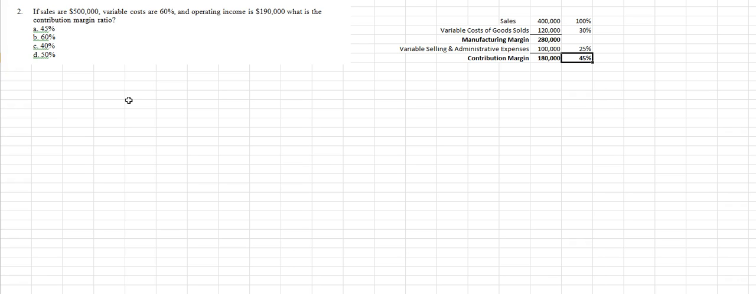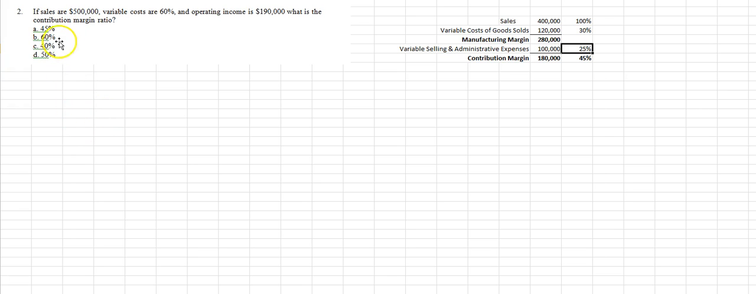So that's one that you do not have to do any type of calculations. You could just use logic and see it there. If total variable cost is 60%, then the contribution margin has to be 40%. Operating income is irrelevant to your answer, and even the sales of 500,000, that's irrelevant. You don't need that. If I tell you total variable cost is 60%, then you know that the contribution margin of each dollar that you sell is going to be 40%.